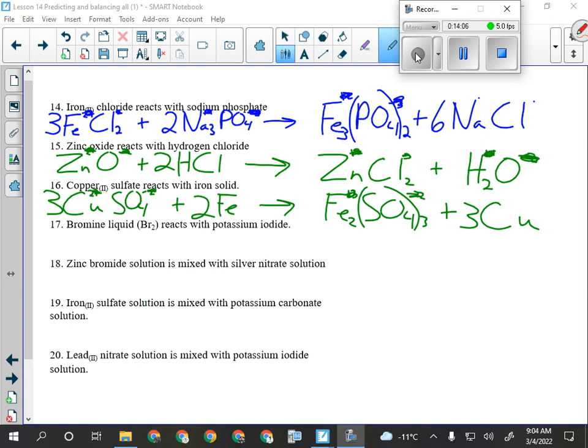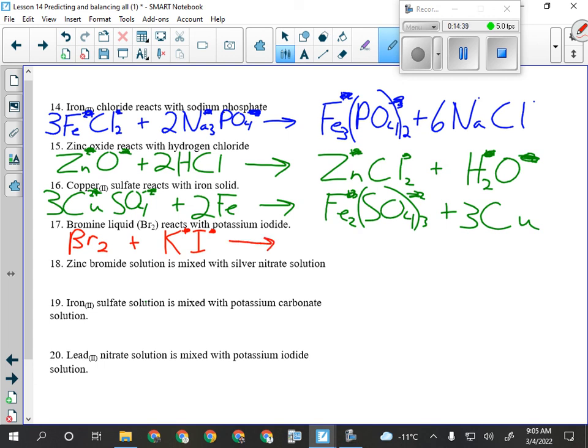So for number 17, we've got bromine liquid, which they tell you is Br2. Just be aware, on a test, I would never tell you. I would expect that you understand that when bromine is by itself, it's a 2, because it's one of the special elements, and it's color-coded on your periodic table. All right, so we've got Br2, and it's reacting with potassium iodide. Potassium is a metal, so this is an ionic compound. It's a plus 1. Iodine's a minus 1, so we're okay with KI.